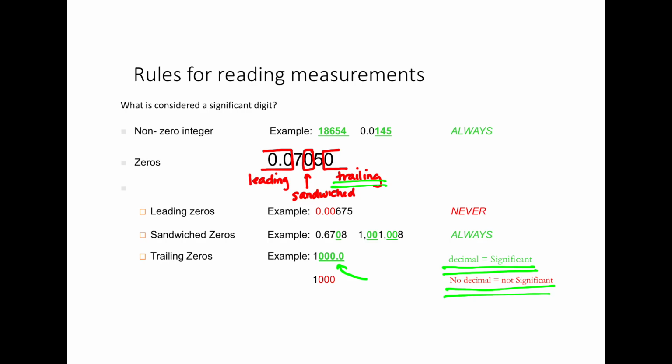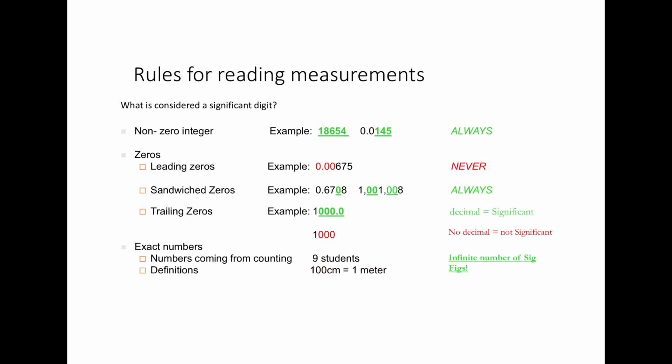Now that we've covered our zeros, there is one more type of number that you might come across in your calculations, and that is exact numbers. Exact numbers are pretty few and far between. They come from counting, which we don't do very often in science, and also definitions. Exact numbers have an infinite number of significant figures, so they are never going to limit our significant figures in calculations in any way.